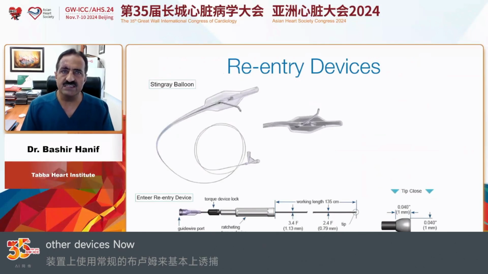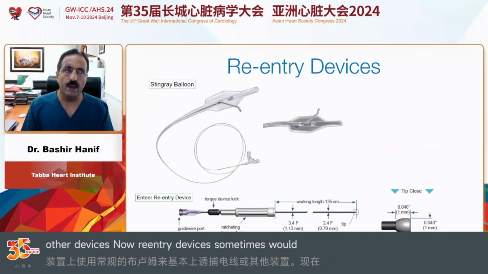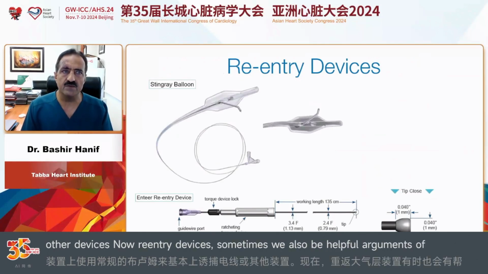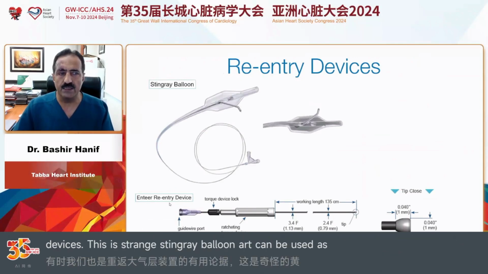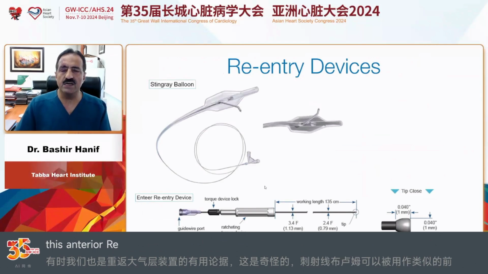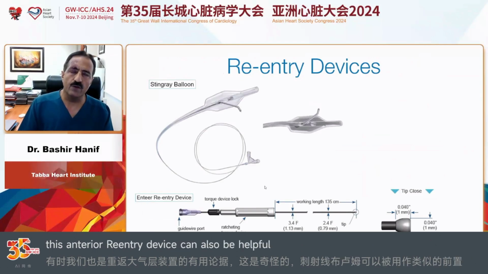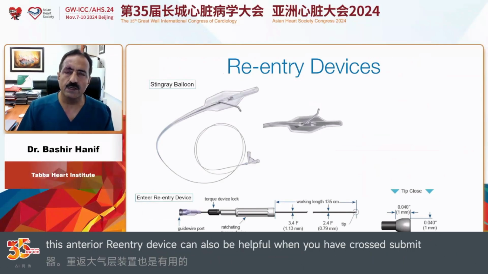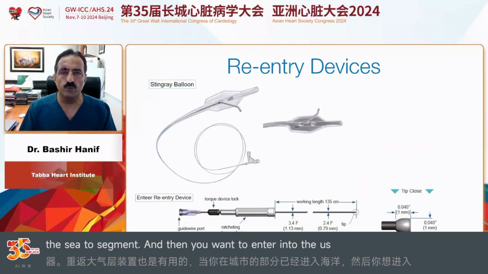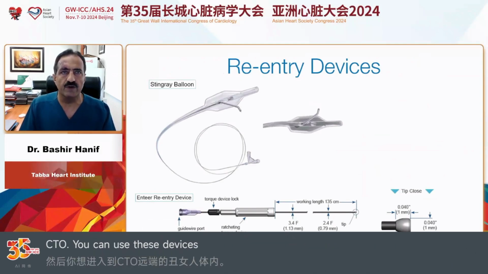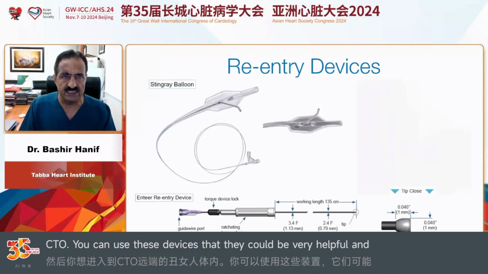Now, re-entry devices sometimes could also be helpful. There are different types of re-entry devices. The Stingray balloon can be used, and similarly, this anterior re-entry device can also be helpful when you have crossed subintimally in the CTO segment, and then you want to enter into the true lumen distal to the CTO. You can use these devices, and they could be very helpful in such cases.